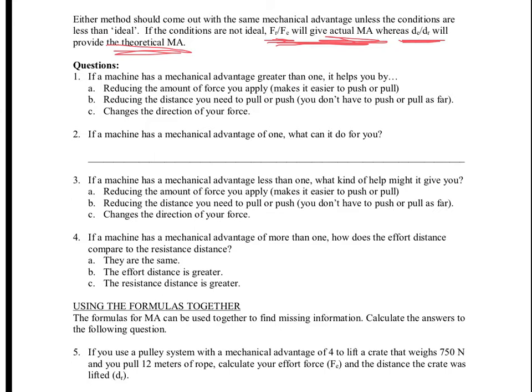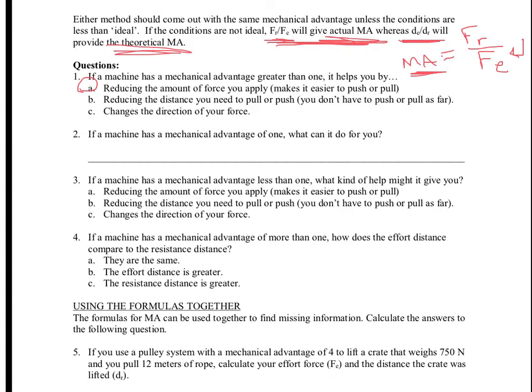If your mechanical advantage is greater than 1, then that means that it reduces the amount of force that you have to apply to move that object. Because remember that our equation is resistance force divided by effort force. So if this number is going to be greater than 1, then this has to be your smaller number. So you are going to reduce the amount of force you have to apply.